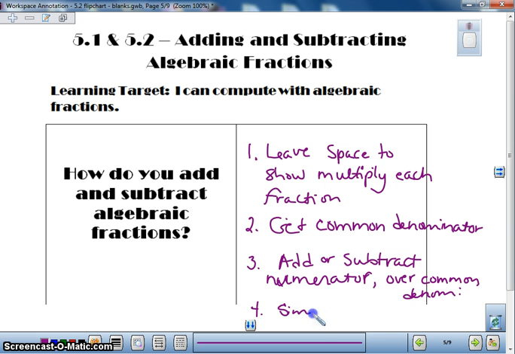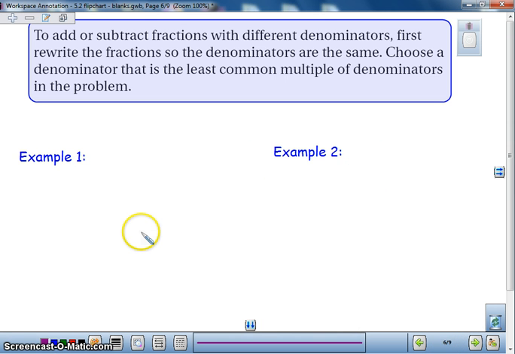Now, right below this in your notes, you should have two examples that we are going to take a look at. One of the key things to remember in adding fractions with different denominators is to first rewrite it so the denominators are the same. Choose a denominator that is the least common multiple, add or subtract your numerator, and then simplify.